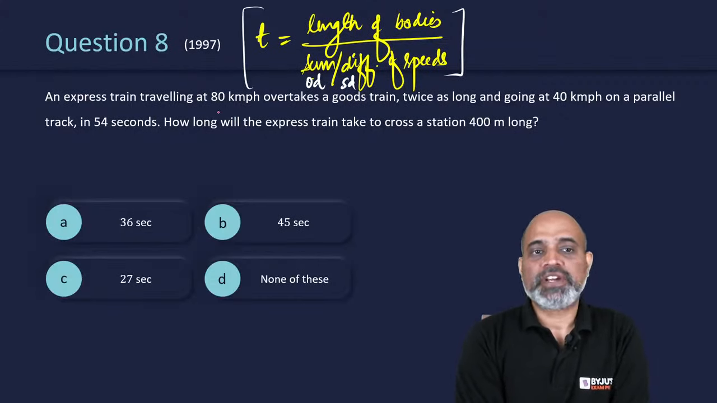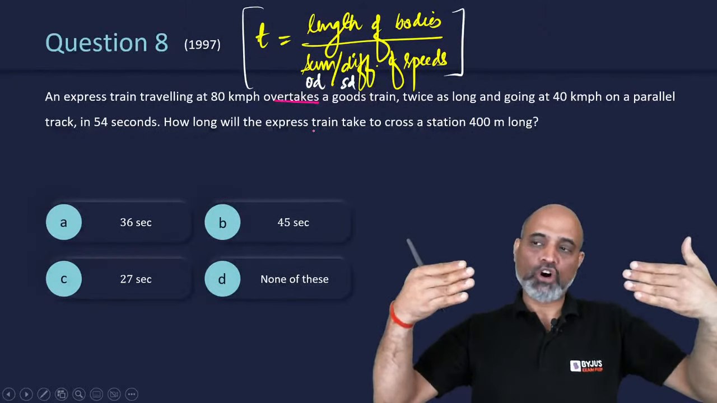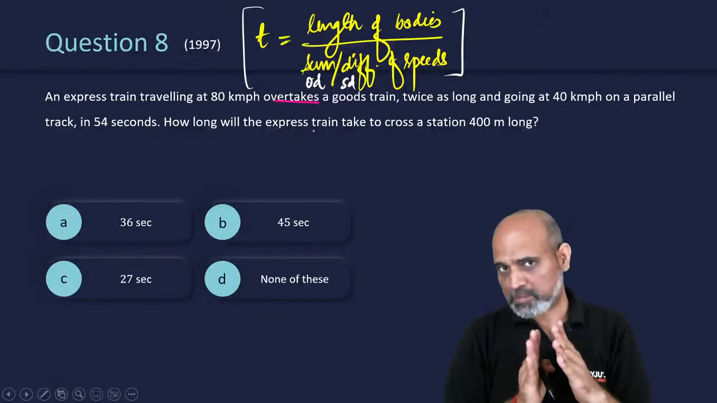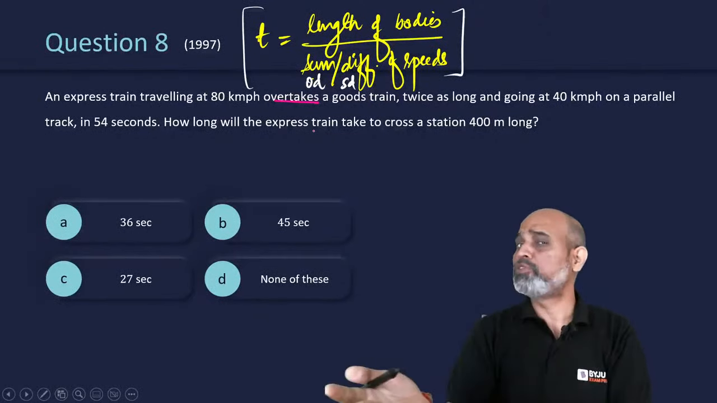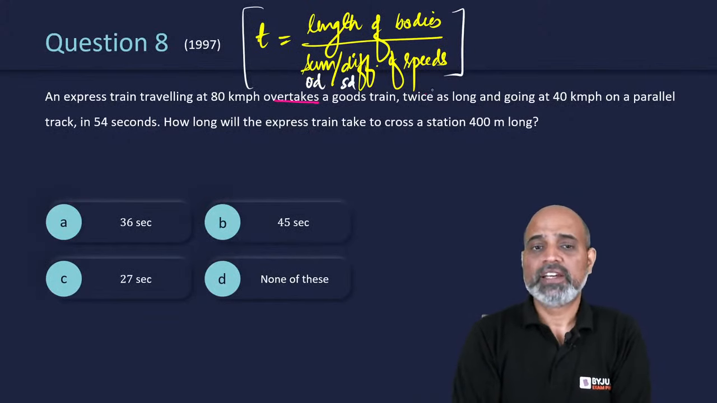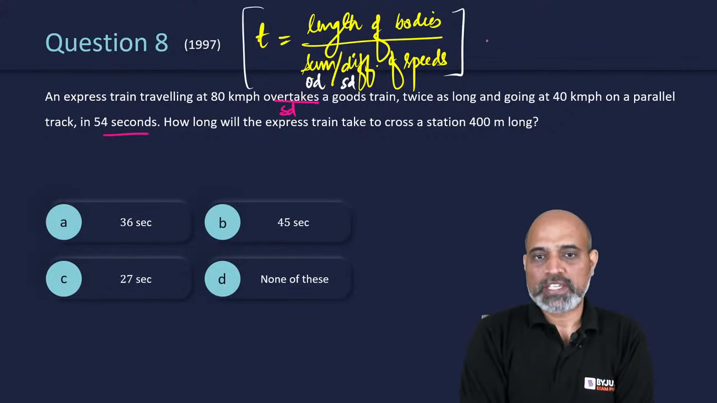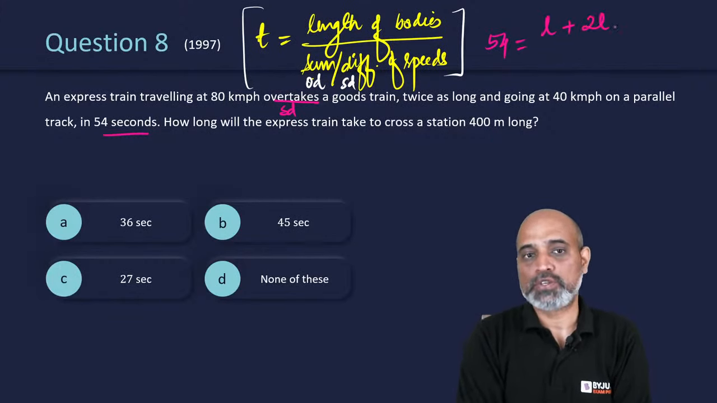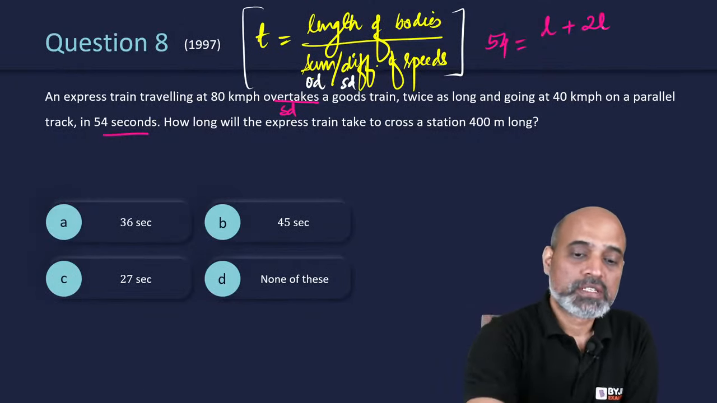An express train traveling at 80 km per hour overtakes. So when does overtake happen? When they are moving in the opposite direction or in the same direction? Obviously, when they are moving in the same direction. Suppose they both are moving towards east. So when they are moving in the same direction, we take the difference of speeds. 54 seconds is the time given. Length of the track we don't know. We simply know that one has length L and the other 2L. Here the lengths will be a sum.